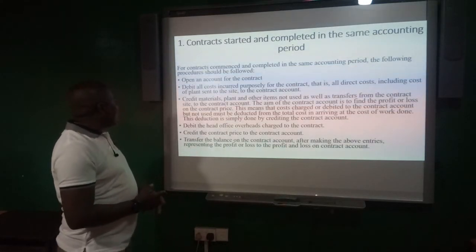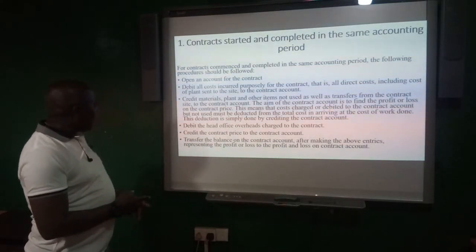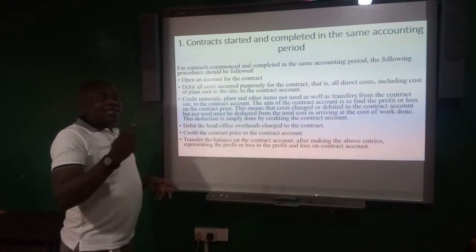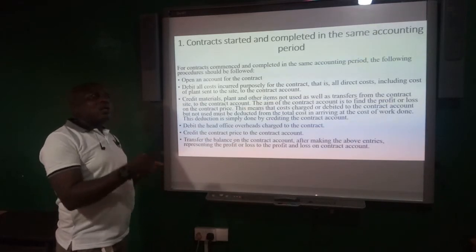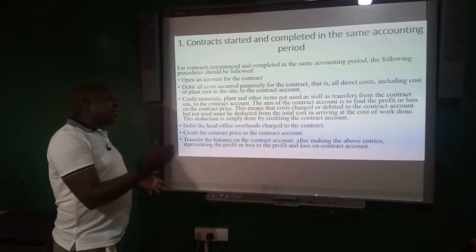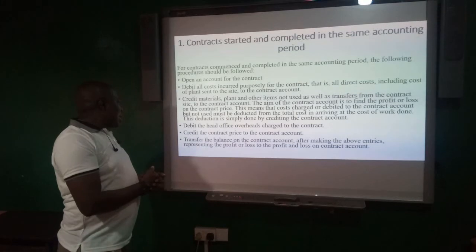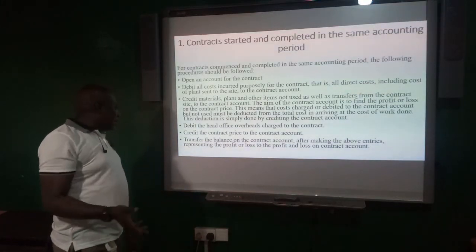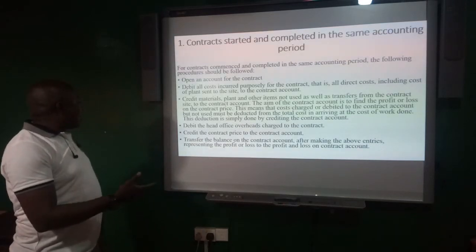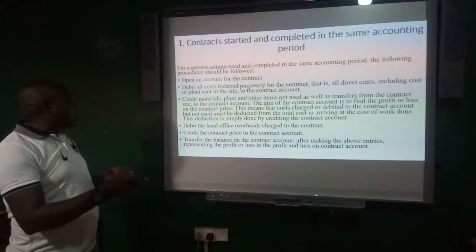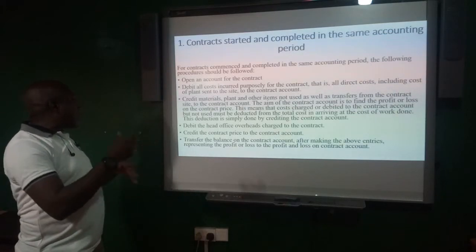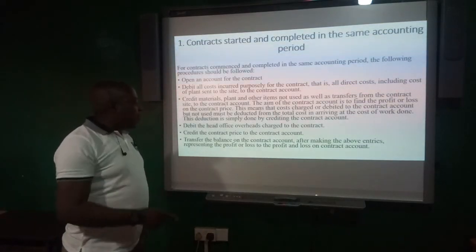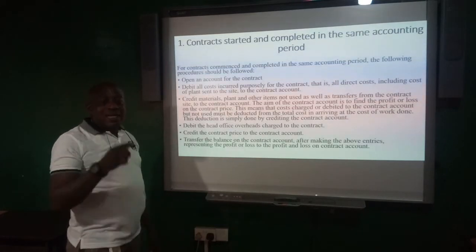And the next one is that you debit the head office overheads tied to the contract. There are some overheads or costs that will come from the head office. That one too is debited to the contract account. And also you credit the contract price to the contract account. The last but not the least is for you to transfer the balance on the contract account after making the above entries, representing the profit or loss, to the profit and loss on contract account.